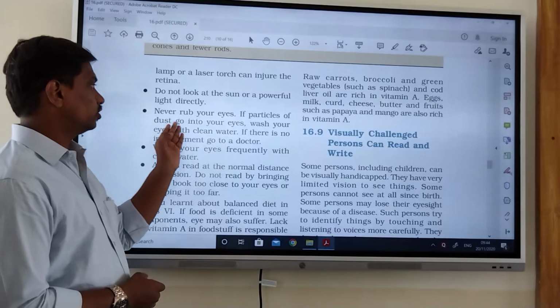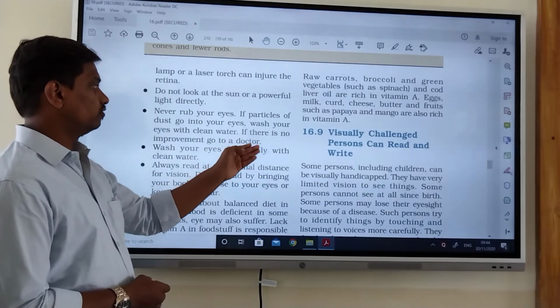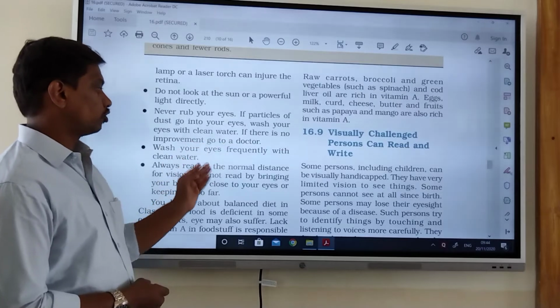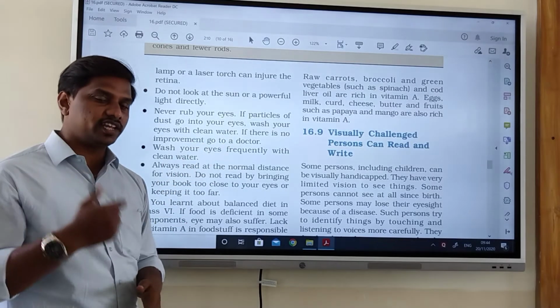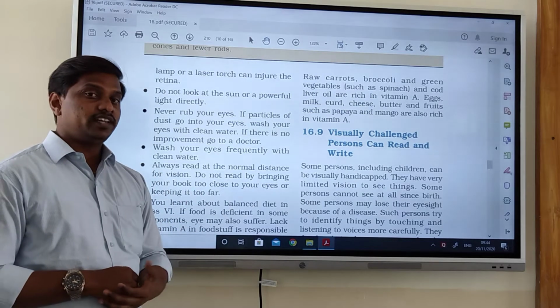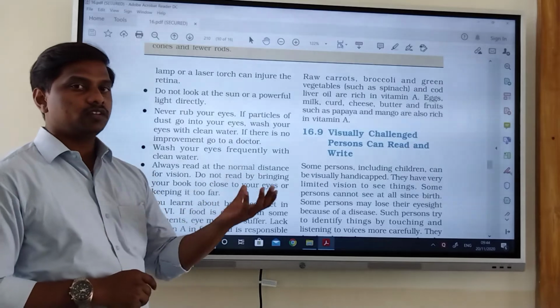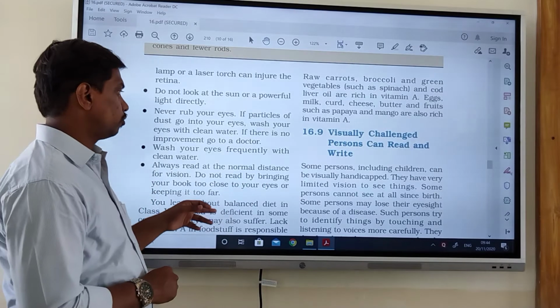If particles of dust go into your eyes, wash your eyes with clean water. If there is no improvement, go to a doctor. You should not rub your eyes like this. Why? Because eyes are very delicate organs. If they are destroyed once, we can't get them back. So that's why we should protect the eyes.